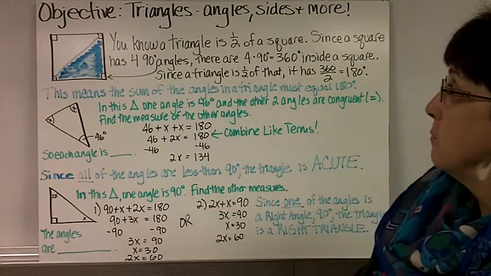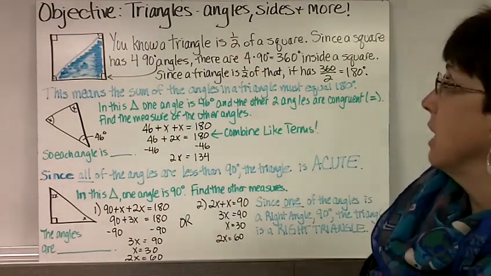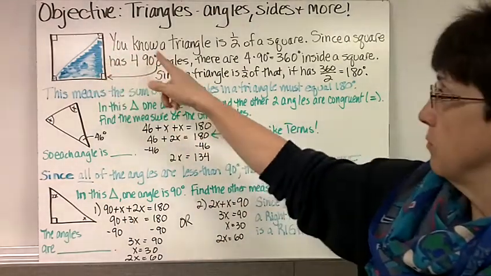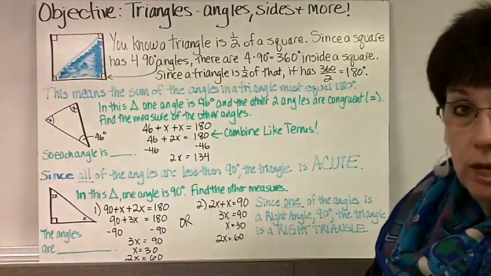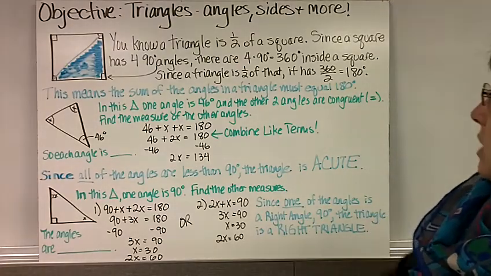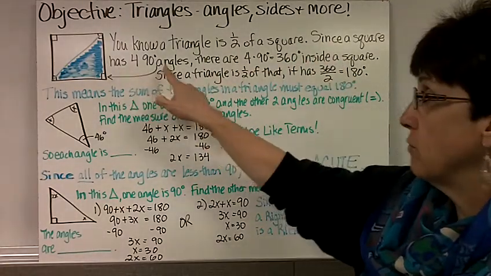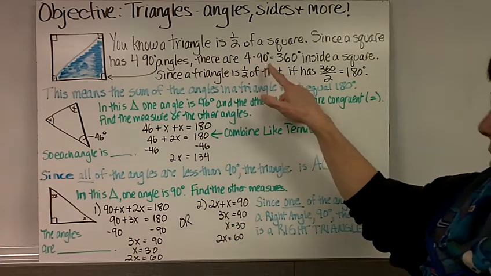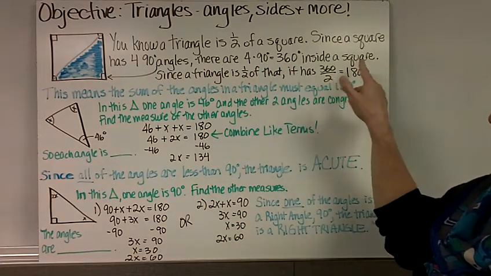Today's objective is triangles, angles, sides, and more. So here's a drawing of a square. Now you know a triangle is half of a square, and since a square has four 90-degree angles, there are 4 times 90, 360 degrees inside of a square.